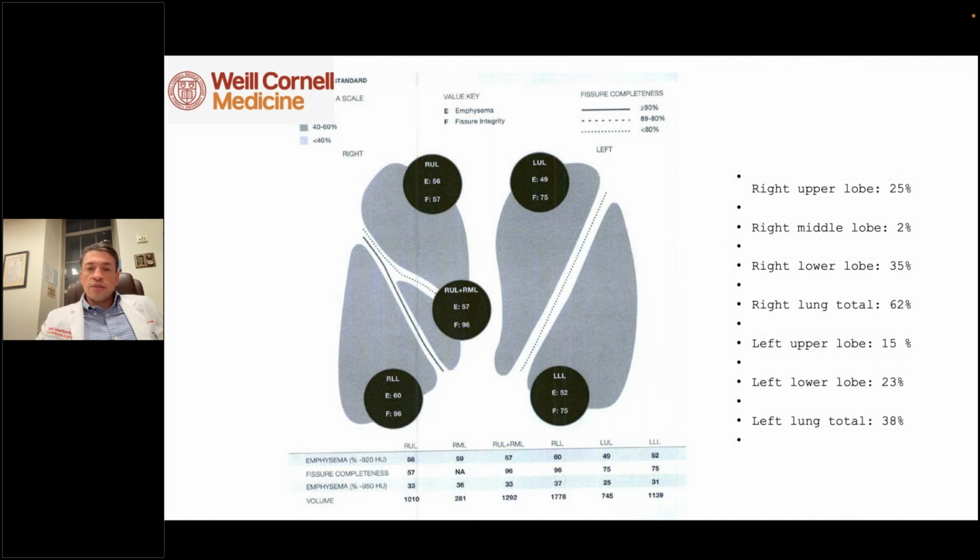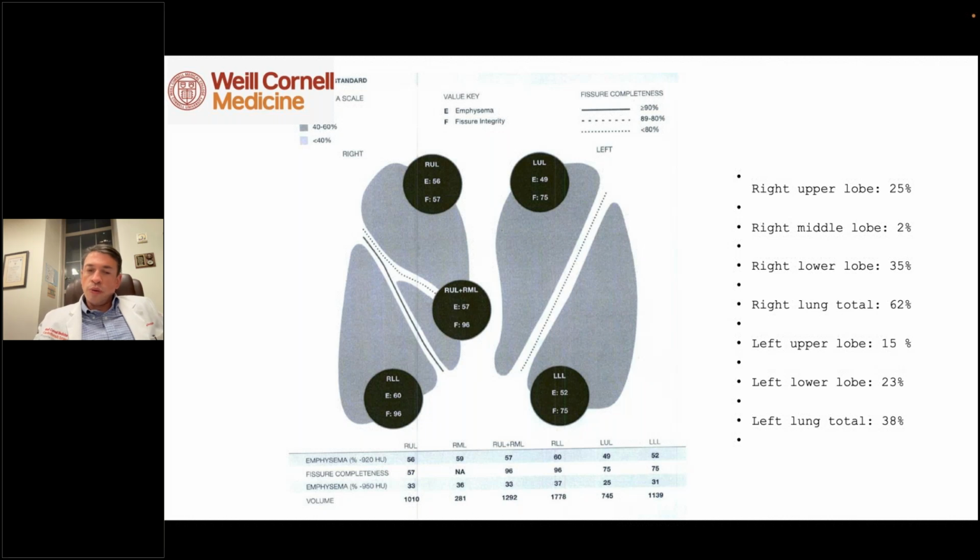What else is interesting here is the volume. The right lower lobe volume is 1.7 liters, and the right upper lobe volume is 1 liter. The middle lobe, even though it says 280, is in this particular patient atelectatic from chronic lung infections, so that 200 gets added on to the right upper lobe. So there is more volume in the right lower lobe than in the right upper lobe.